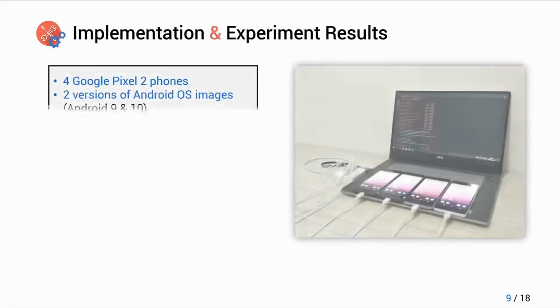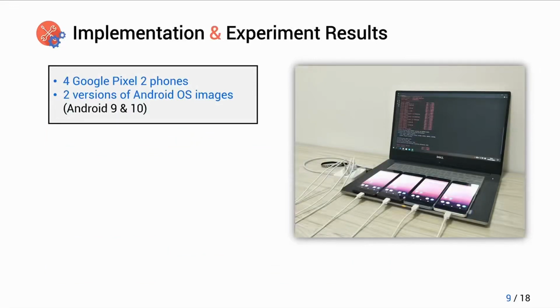We implemented CuBeFather. Specifically, we deployed a laptop and 4 Google Pixel 2 phones to achieve parallel execution. Our experiments focus on the security of Android 10, in order to solve some issues that need manual intervention, such as ADB authorization and unlocking the screen. We also compared 2 versions of Android OS images based on the source code of Android 9 and 10.